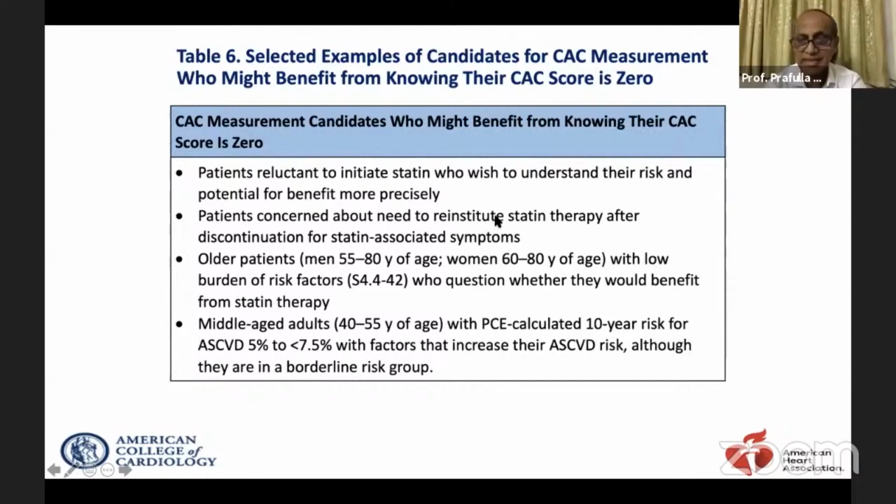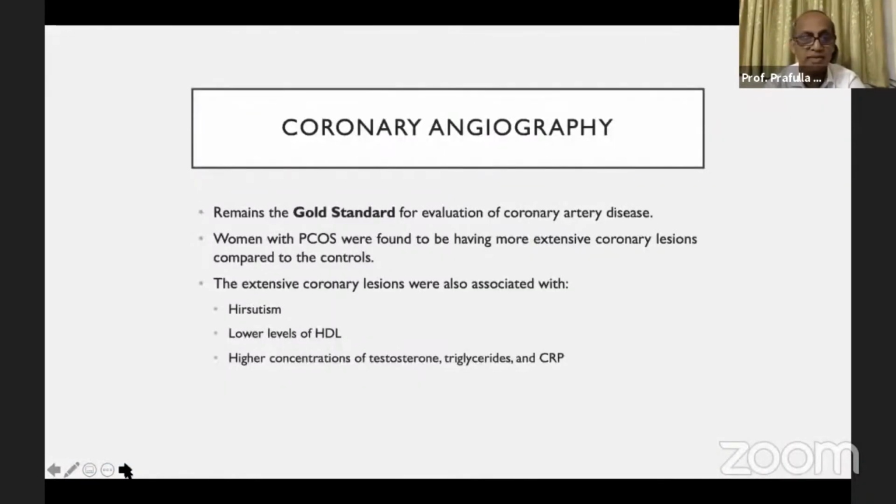And if the CAC is on the higher side, that gives incentive enough for the doctor patient also to get started on it. And there are other scenarios, especially in the middle-aged group, where your calculated risk score is in the 5 to 7.5% range, which is borderline risk. And if they have a CAC score as a risk enhancer, they straight away go into the high risk.